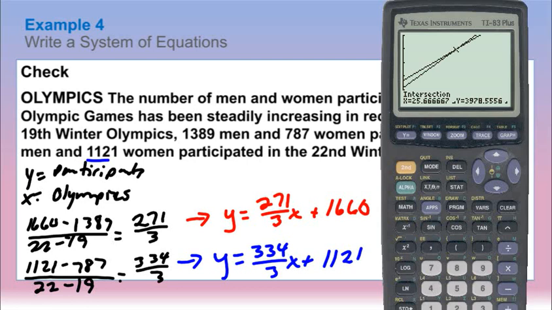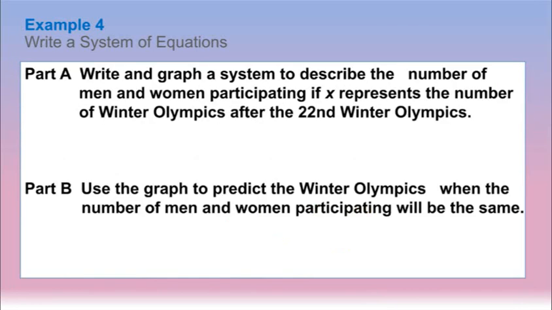So after the 25th Olympics, they will both have about 3,978 participants. I go back here, we did write our system and we did graph it. Now we have to predict the Winter Olympics when the number of men and women will be the same. So we said it was like 25.6 Olympics, and we could round that.